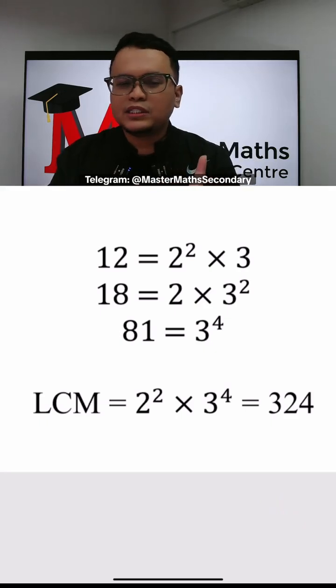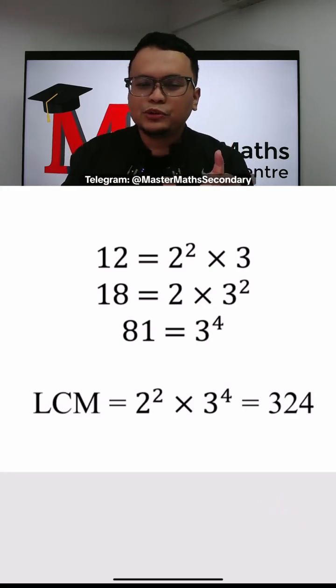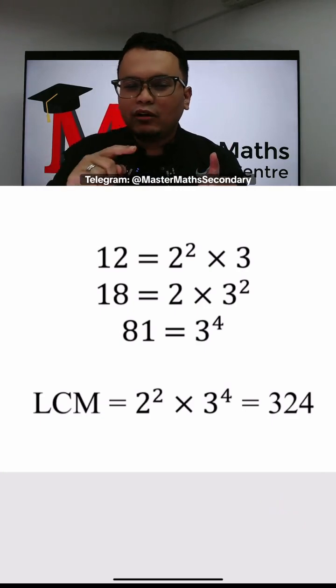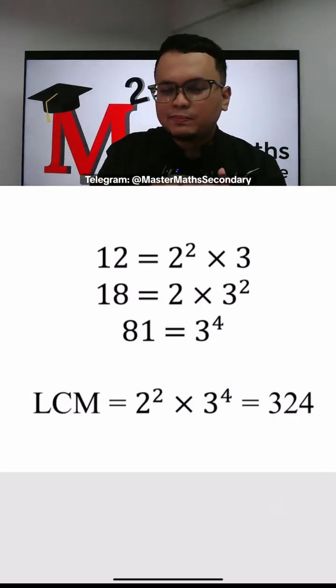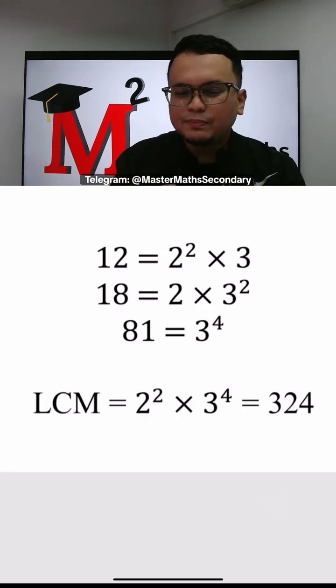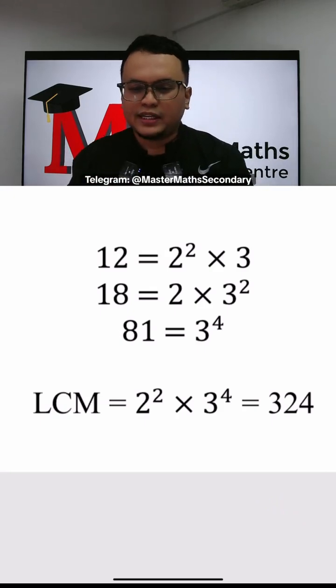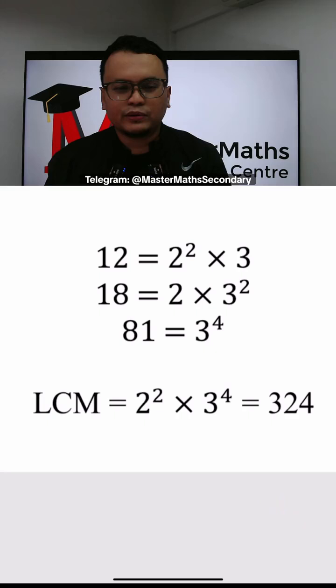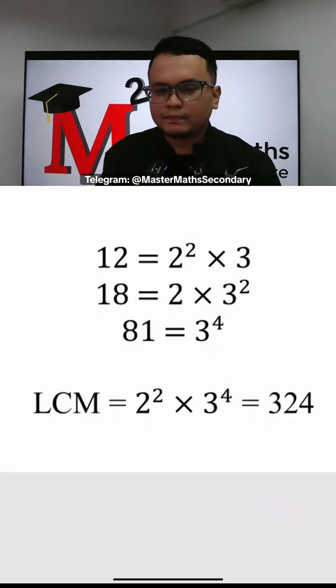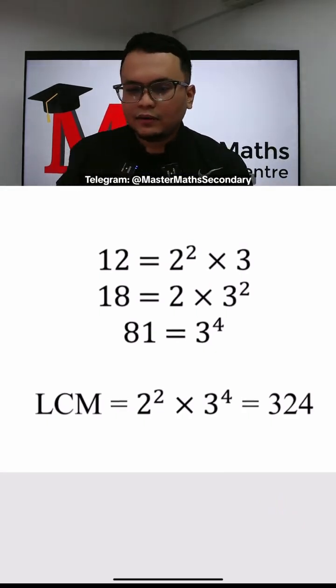For the powers, you choose the highest powers. The highest power of 2 is 2, and the highest power of 3 is 4. That's how we come up with the LCM, which is 2 squared times 3 to the power of 4. All good? Let's look at the next one.